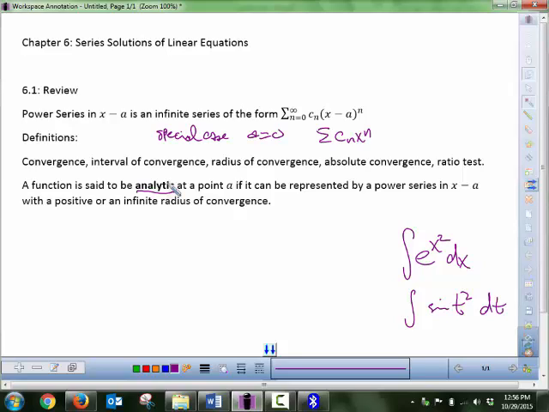And almost all the functions we're going to be dealing with are analytic. There's a handful of weird functions that are not analytic. Also denominators, when you have zeros in the denominators, we'll worry about that a little bit, but not so much.